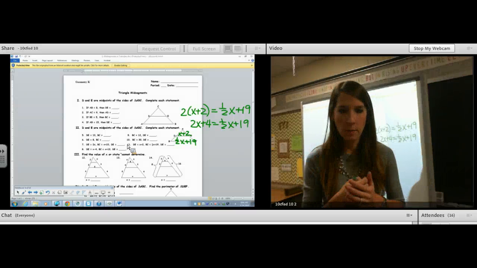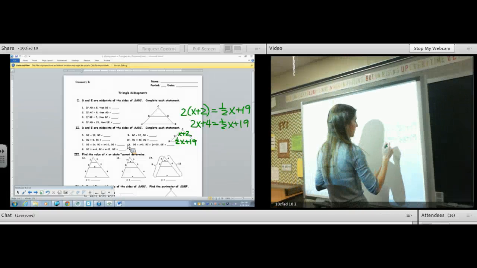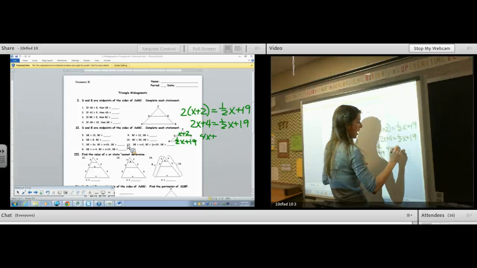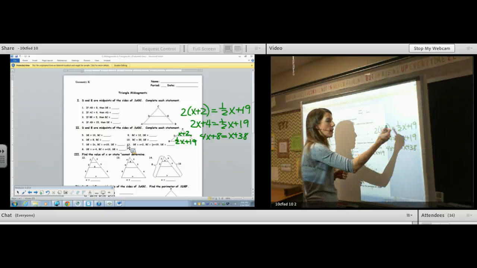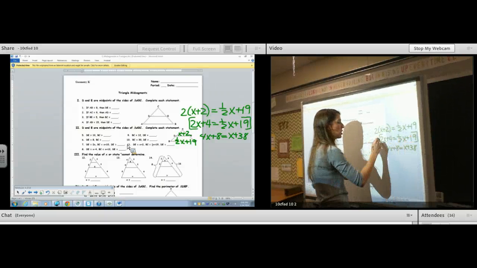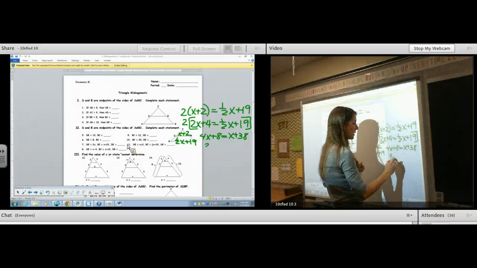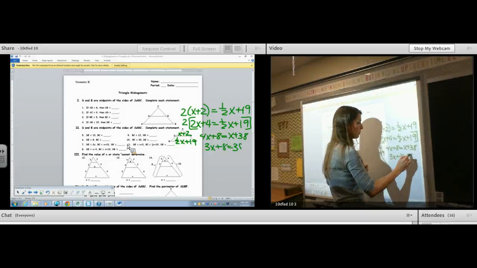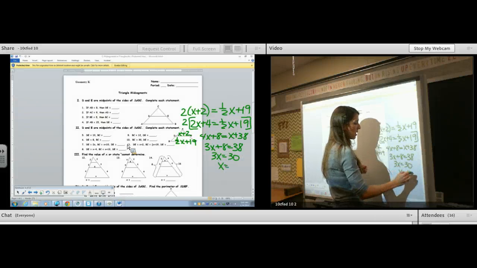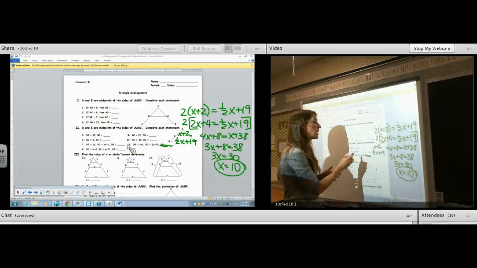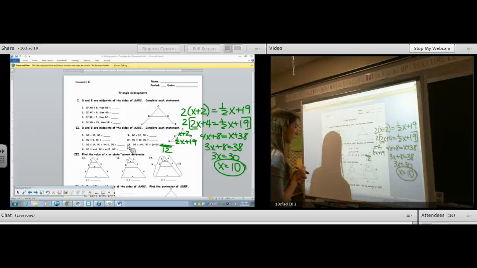If you don't like working with fractions, then you can multiply everything by 2. You can double everything. So this would be 4x plus 8 equals x plus 38. If you want to get rid of that 1/2, I just multiplied every single term by 2, and I got rid of my 1/2. Now I can subtract x from both sides. Subtract 8. And it was not asking for x, it was asking for DE. So you need to plug it back in, x plus 2, and that's how we get our 12. All right.